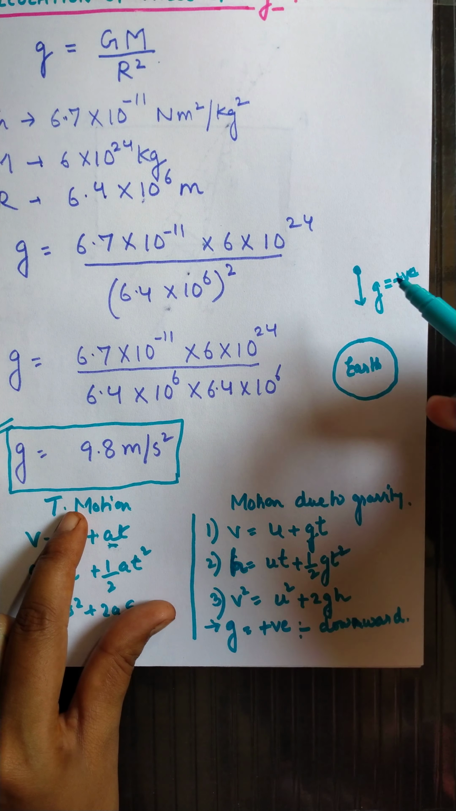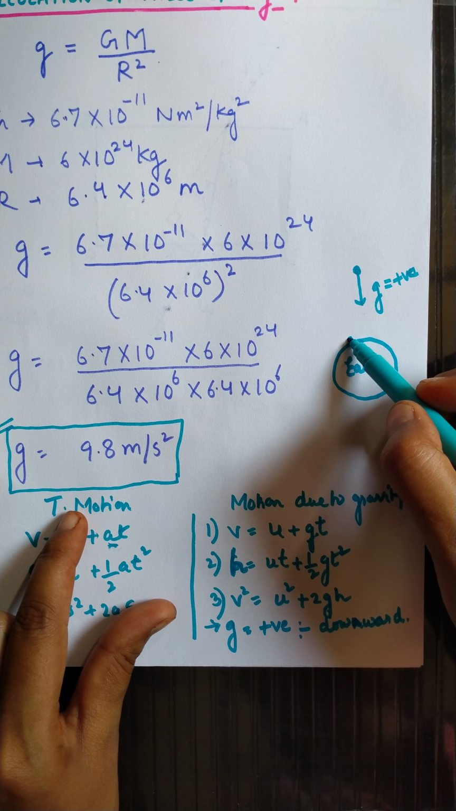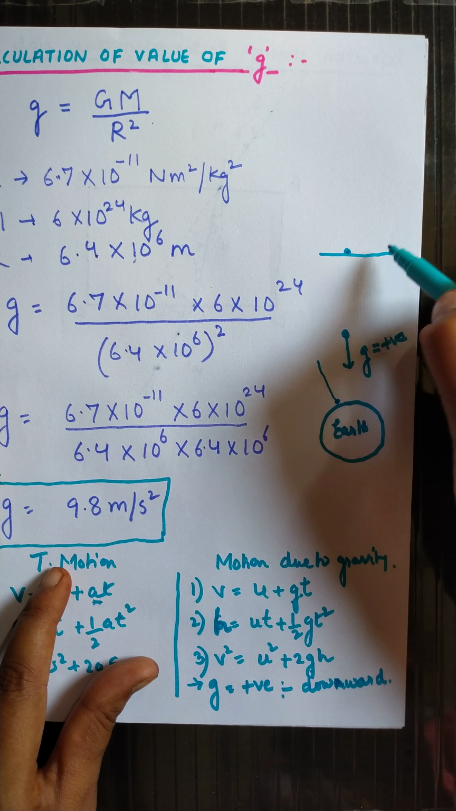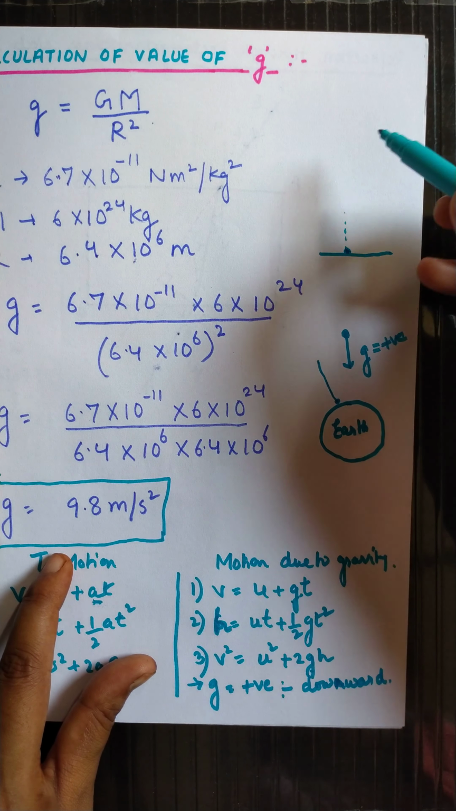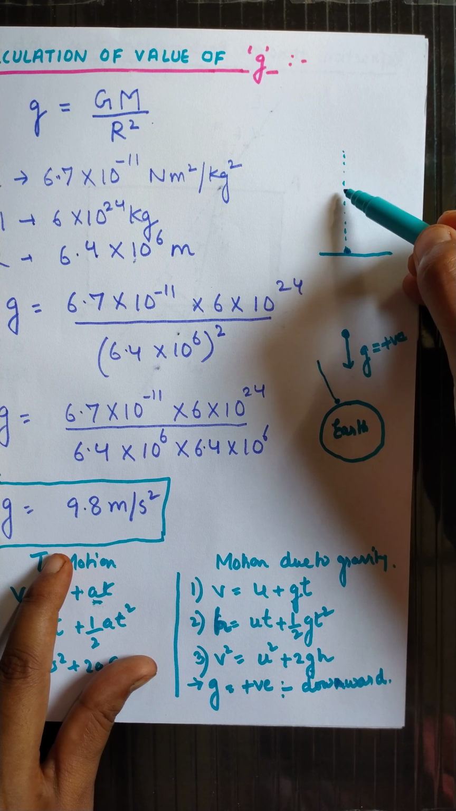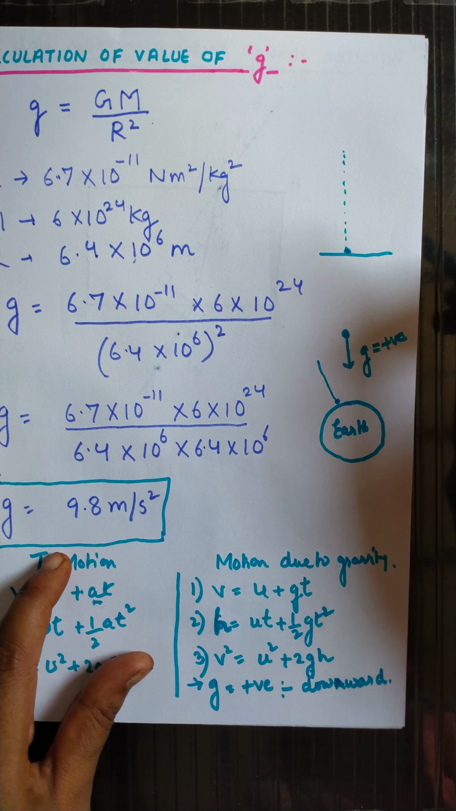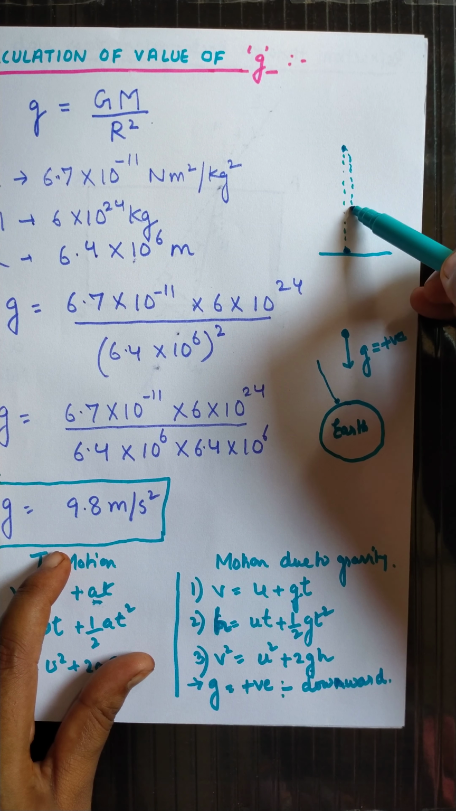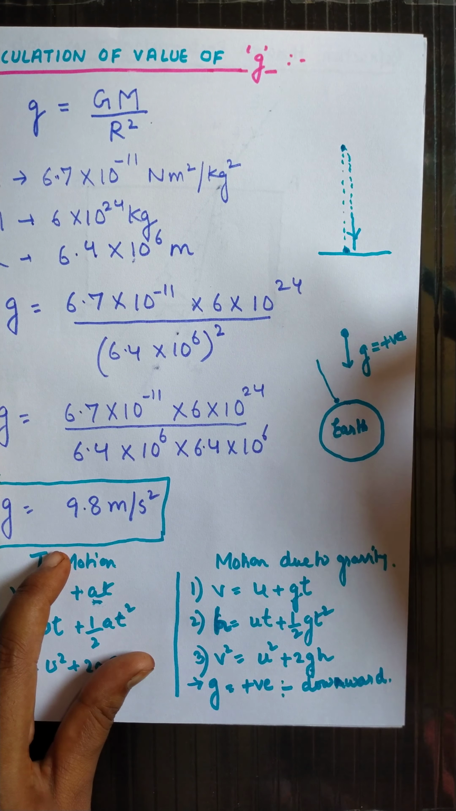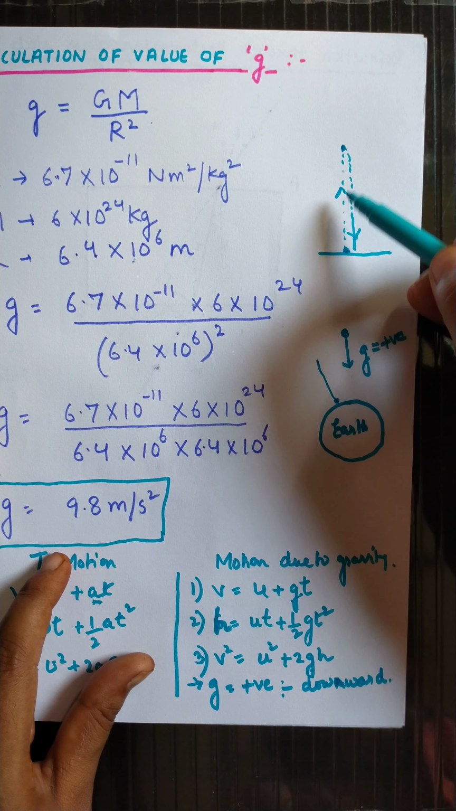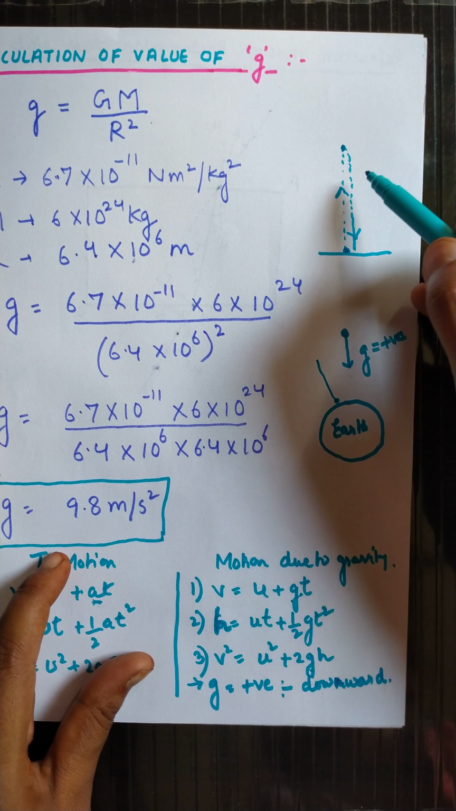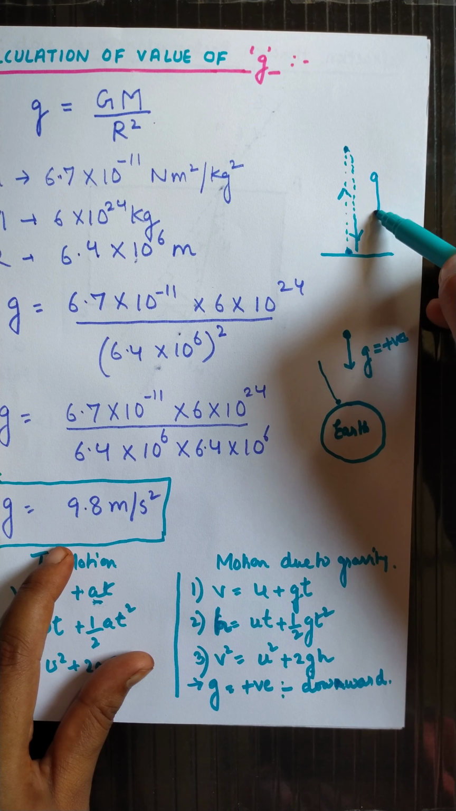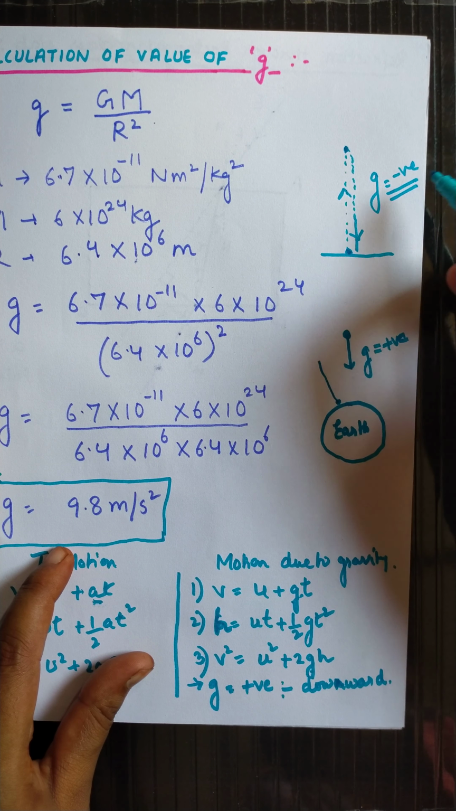But if we are throwing the object in the upward direction from the surface of the earth, then we know its velocity will continuously decrease, and at the last its velocity will become zero and again it will return back on the same path towards the earth. So continuously the velocity is decreasing. That's why if any object is moving upward, we will take the value of g negative.